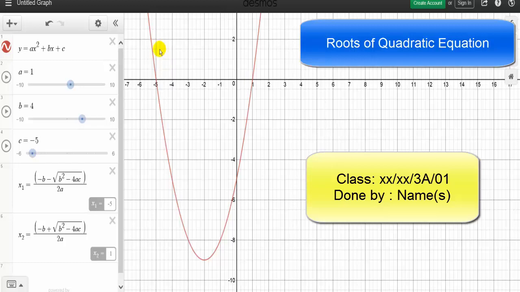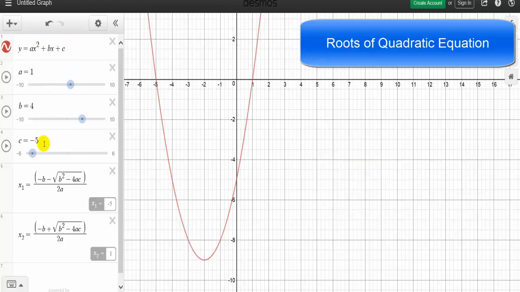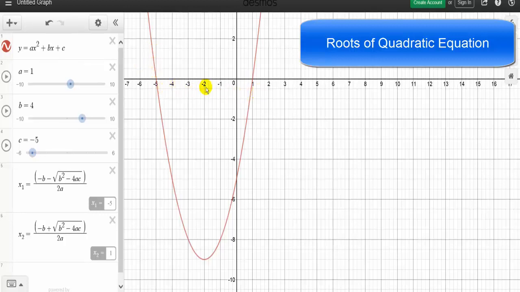This is a quadratic curve. The equation of this curve is given by y equal to ax squared plus bx plus c, where a takes the value of 1, b takes the value of 4, and c takes the value of -5. We notice the quadratic curve cuts the x-axis at 2 points. Therefore, we say the quadratic equation has 2 roots.